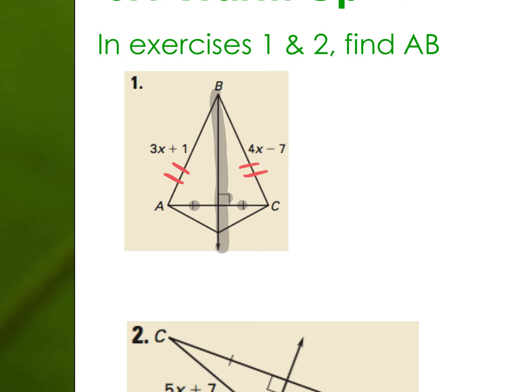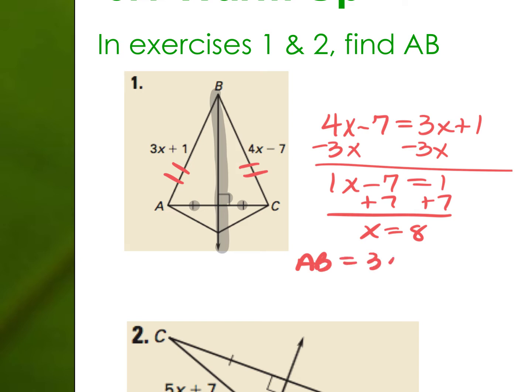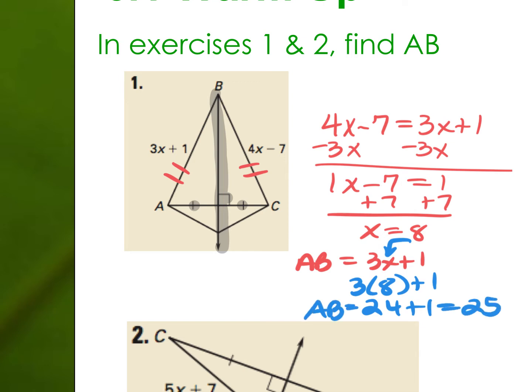So in order to find the length of AB, I need to find x first. So I'm going to set 4x minus 7 equal to 3x plus 1. I'm going to move the 3x to the other side. I get 1x minus 7 equals 1. Add the 7. X equals 8. Now it didn't ask for x, it asked to find the length of AB, and AB is equal to 3x plus 1. So I'm going to take what x equals and plug it in here. So I'm going to get 3 times 8 plus 1 gives me 24 plus 1. So the length of AB is 25.